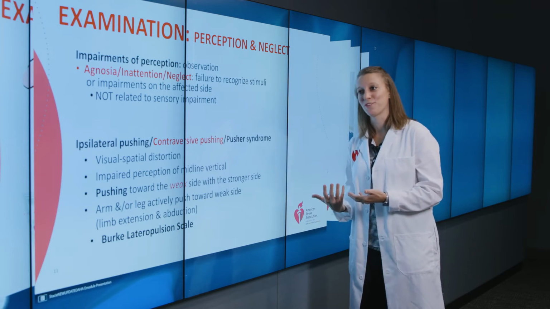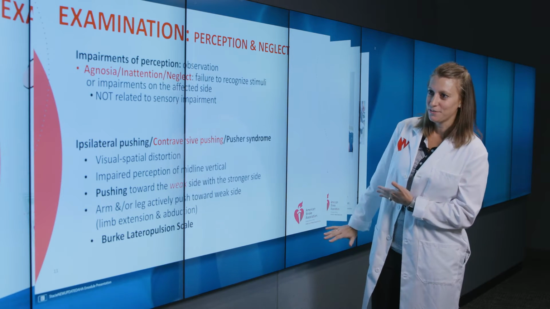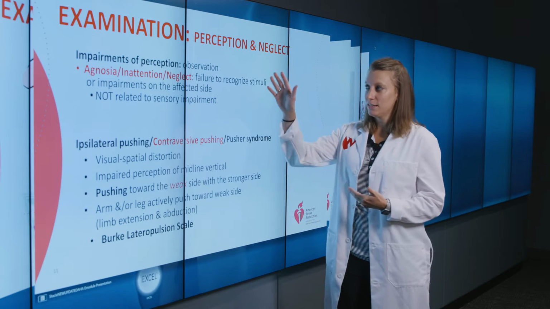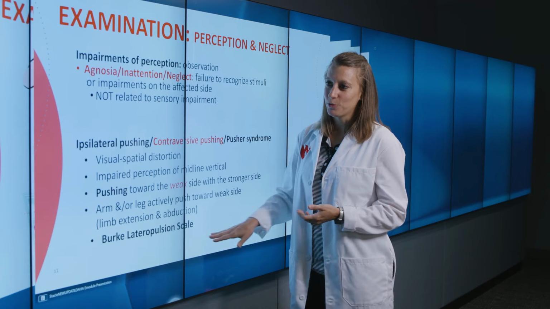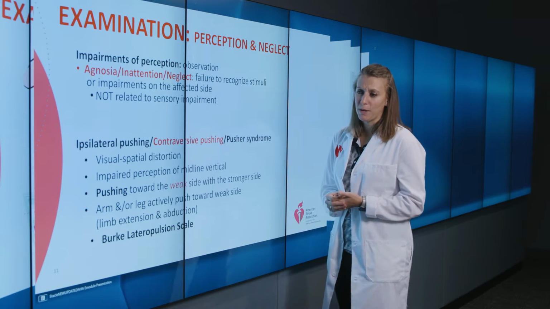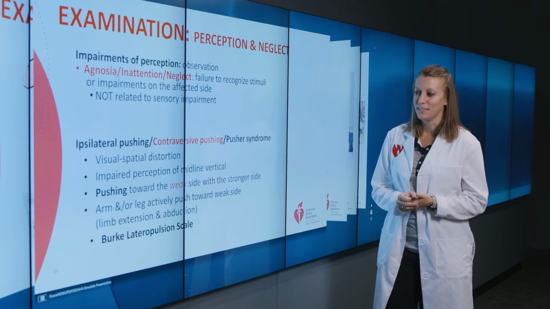Now, typically after a stroke, someone will lean toward their sound side. It's safer over there, right? They can feel everything, and so they tend to lean toward their safe side. Now, if they are using their sound arm and leg to actively push themselves through abduction and extension toward their more affected side, that's called contraversive pushing. It is a perceptual impairment, and there are actual outcome measures to help you test it. So if you think your patient might be demonstrating this, a couple of those do exist, and I would encourage you to dig in a little bit more.